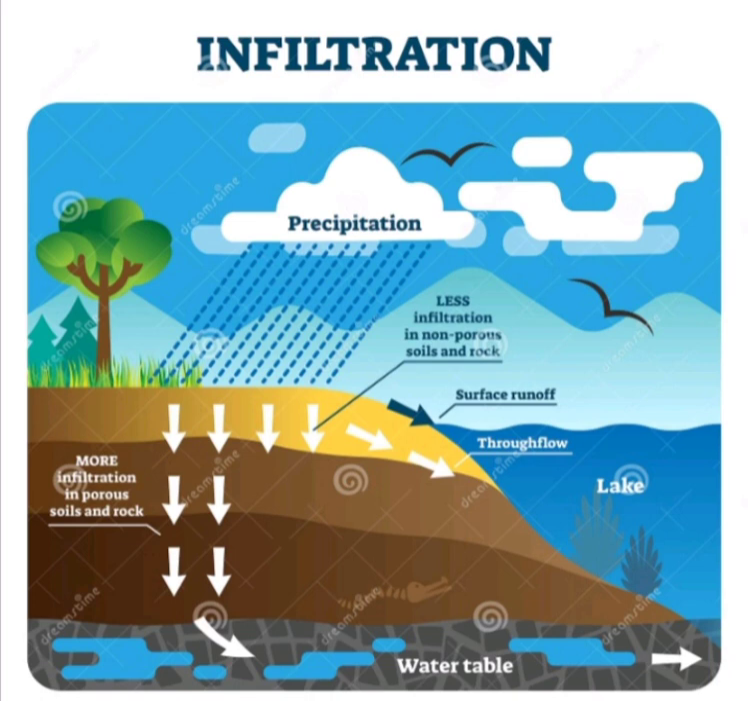Now, from this diagram, we are able to see that more infiltration is happening for porous soils, while less infiltration is happening for non-porous soils. We know clay soil and sandy soil. Clay soil, being less pervious than sandy soil, will have a lower infiltration rate compared to sandy soil. That means more infiltration will occur for sandy soils, and the part of water which does not infiltrate will go as surface runoff.